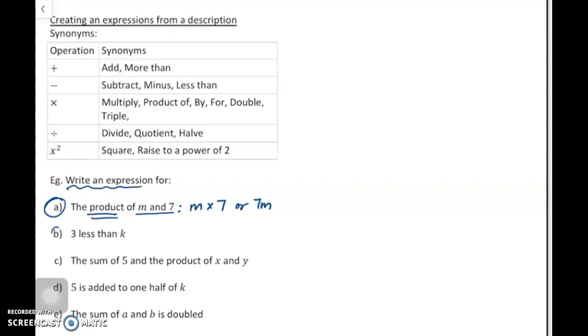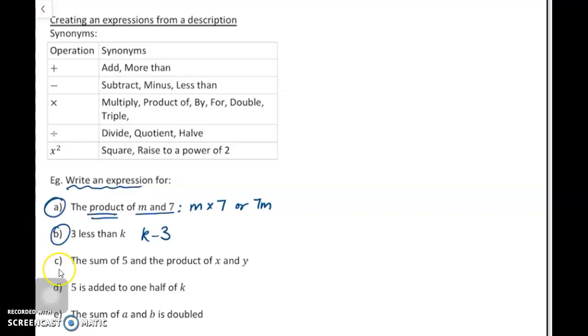Next, 3 less than k just means k minus 3, not 3 minus k, because for example, if I talk about 3 people less than 10, that's 7 people.